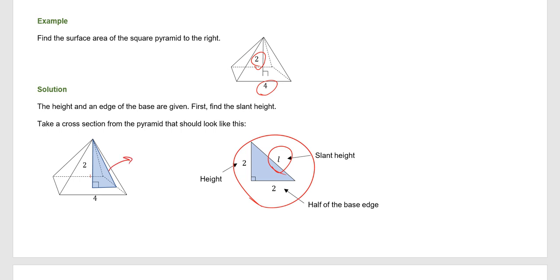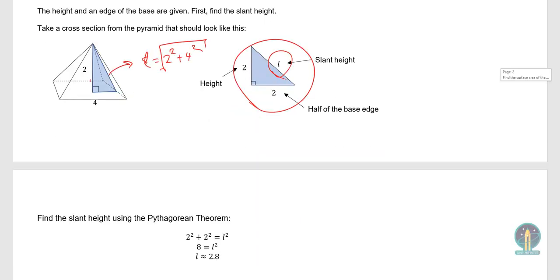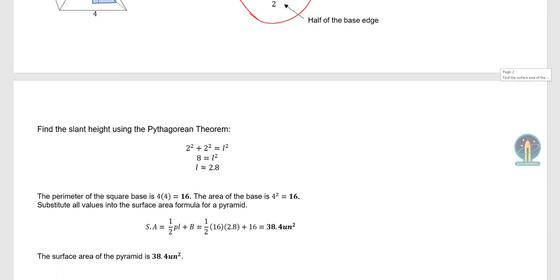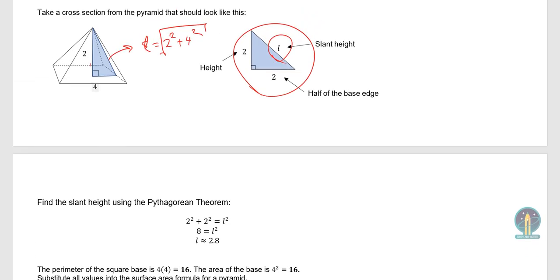So the slant height in this case, let's call it L, is the square root of 2 squared plus 4 squared. Oh, sorry. The full edge is 4, so we need half of the edge, which is 2, not 4. And then we can find it using the Pythagorean theorem. 2 squared plus 2 squared is L squared. So then L is the square root of 8, which is 2.8.